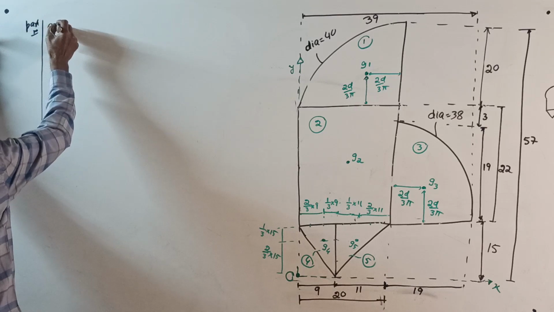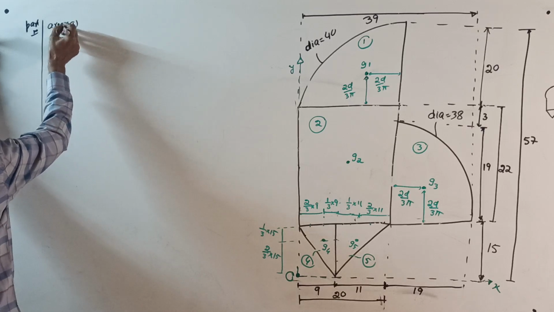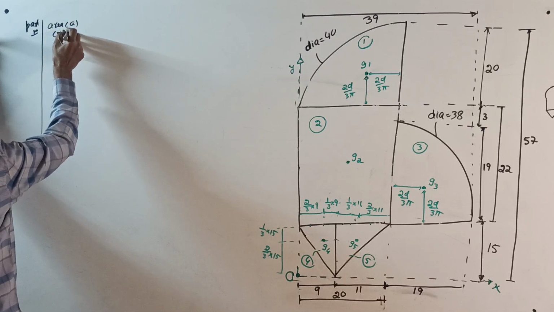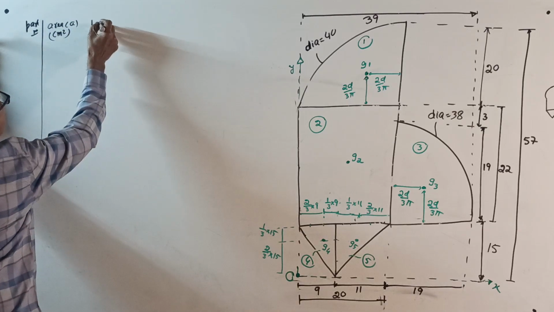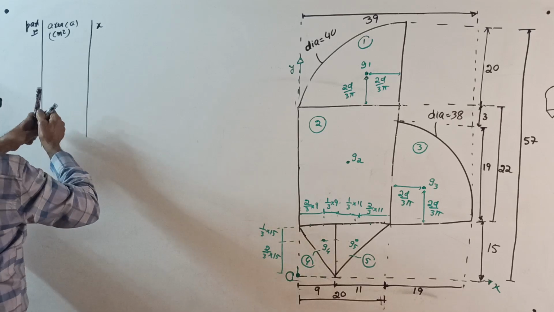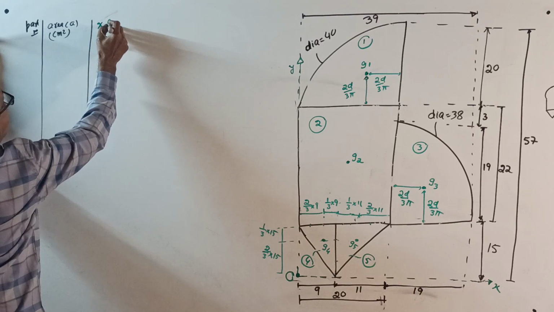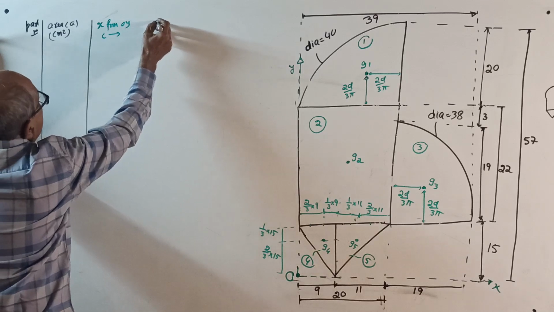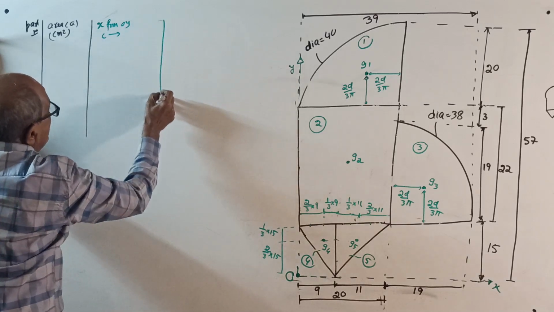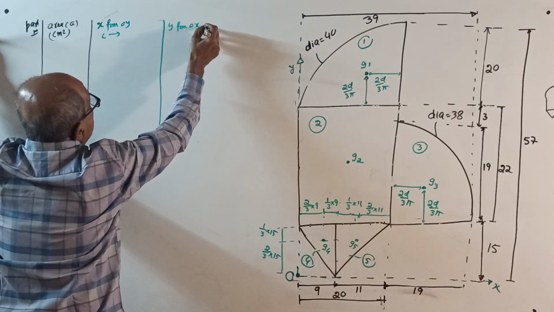Area A, that is in centimeter square. X, which should be colored green. X from OY to the right side. Y from OX to the left side.